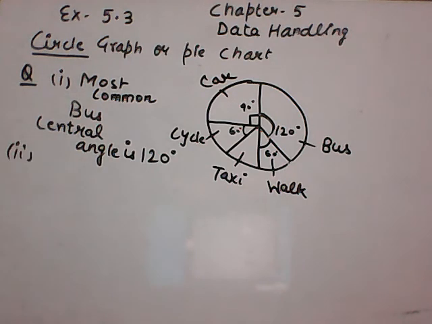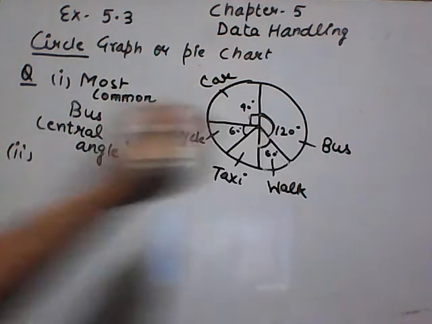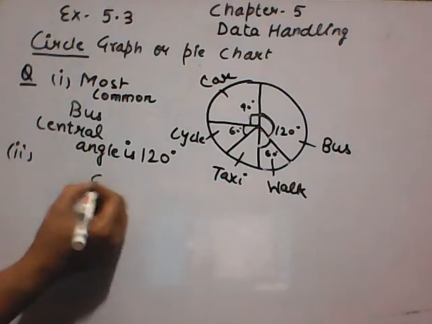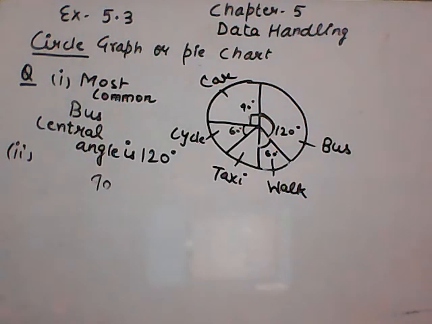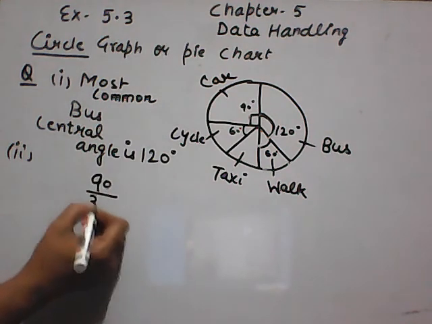In the next part, you have to find out what fraction of children travel by car. That means you have to find the number of children who travel by car. By observing the pie chart, the central angle for children who travel by car is 90 degrees out of 360 degrees. So it is 90 divided by 360.